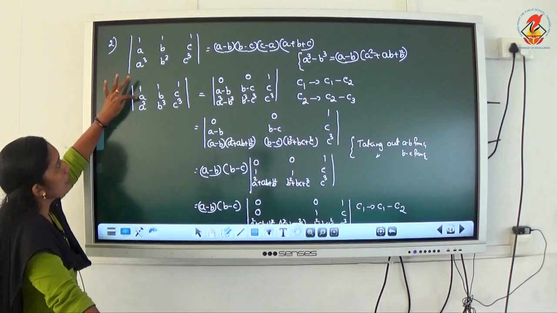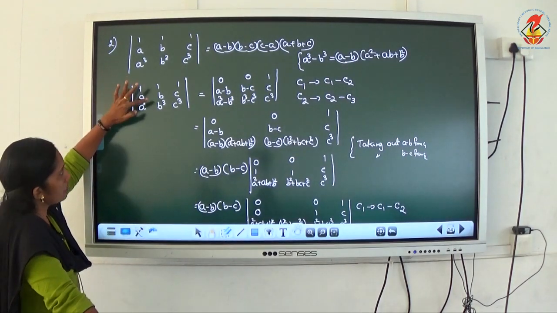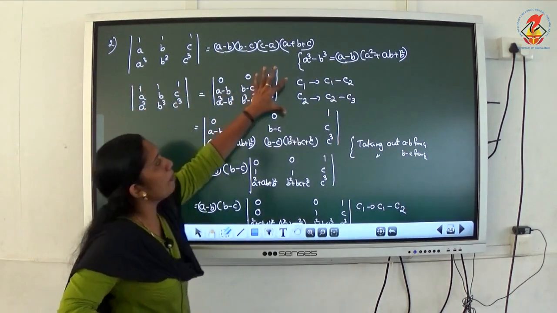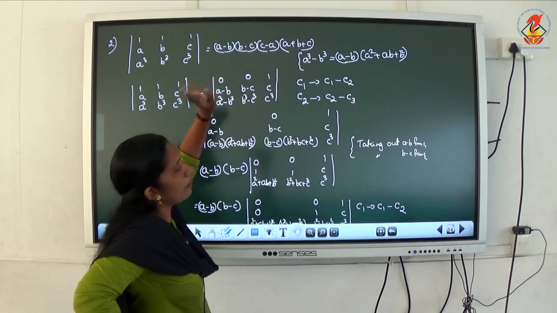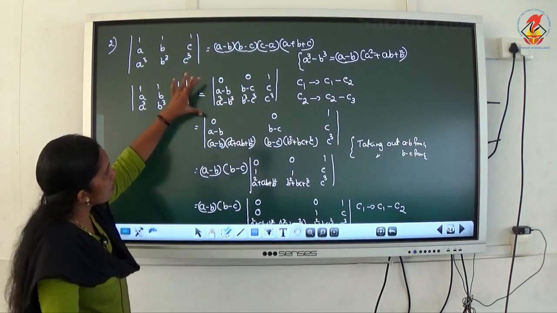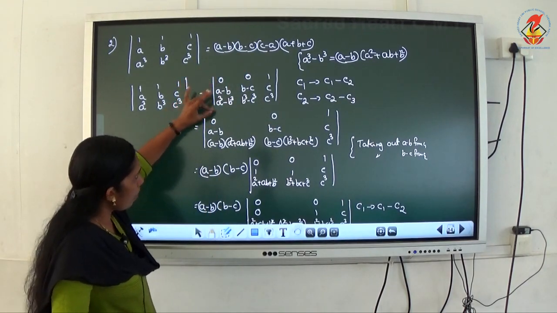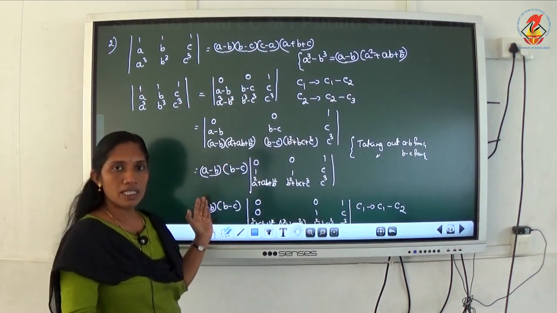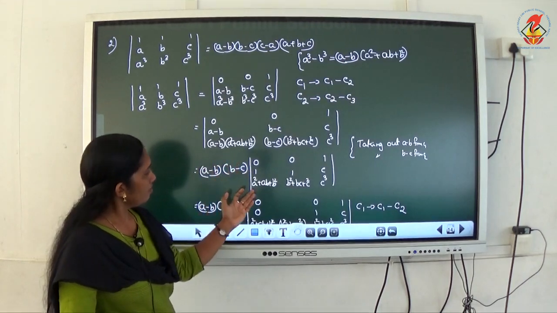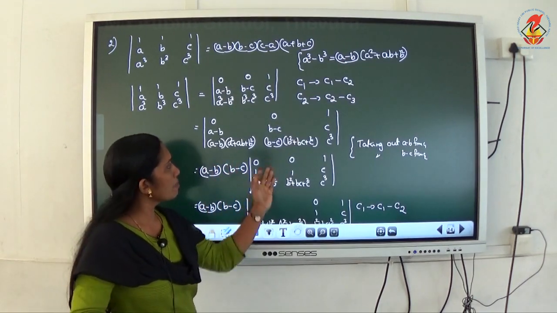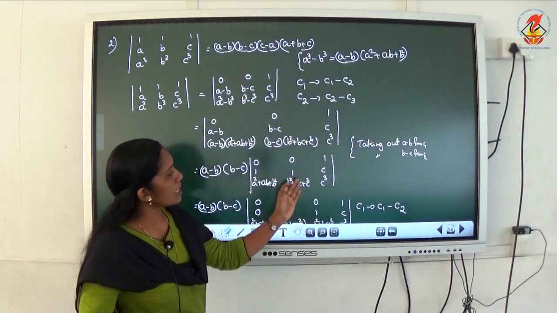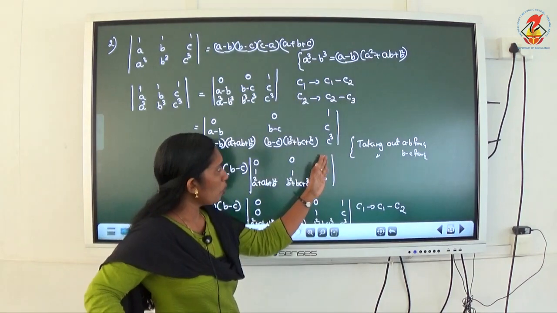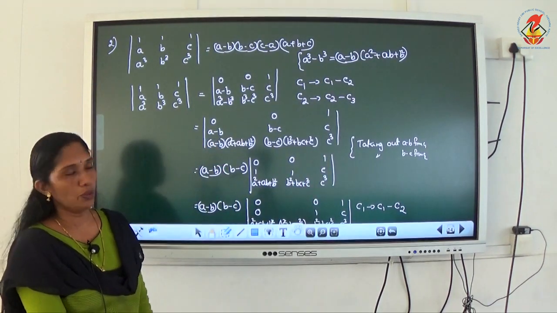So A minus B comes from C1 implies C1 minus C2, and C2 implies C2 minus C3. When we do these operations, we get A minus B and B minus C. A minus B is common in the first column, B minus C is common in the second column, so we take those two factors outside. Then 0, 1, A square plus AB plus B square; 0, 1, B square plus BC plus C square; 1, C, C cube.